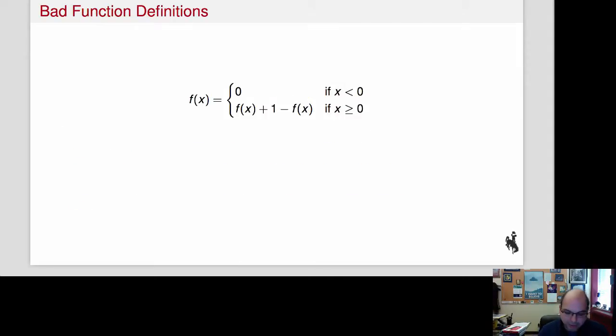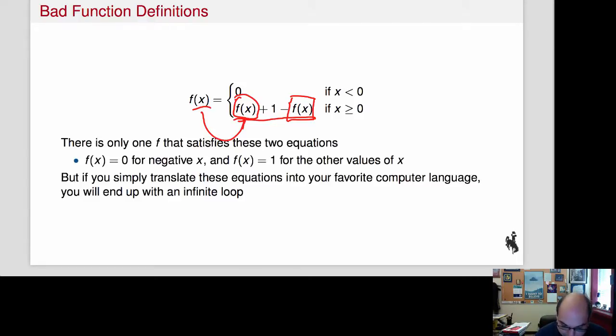Now here's the example where we have something that's just simply not computable, okay? So if we look at this, f of x is equal to f of x, right? There's only one function that satisfies this, because we have f of x and then we take away f of x, right? So the only function that will work is 0 for negative x and 1 for other values of x, right? That's the only function that will work in this case, right?